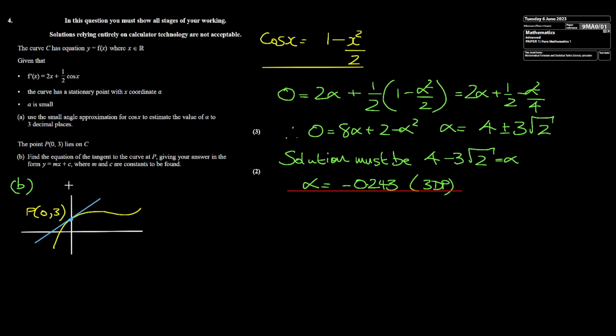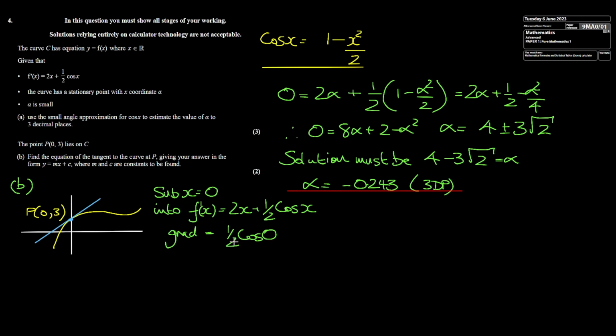So let's have a go. And if we do that, this term will disappear, and this will just be a half cos of 0. And the cos of 0 equals 1, so the gradient is equal to a half. So that's got the gradient of the line.